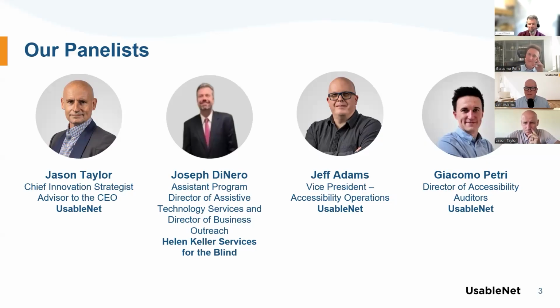I am Joseph De Niro. I am the Assistant Program Director of Assistive Technology Services and the Director of Business Outreach with Helen Keller Services for the Blind. So in that role, I oversee some of our national training programs that help teach blind and visually impaired students to become more independent, whether it's in the workplace, school, or just in their day-to-day lives.